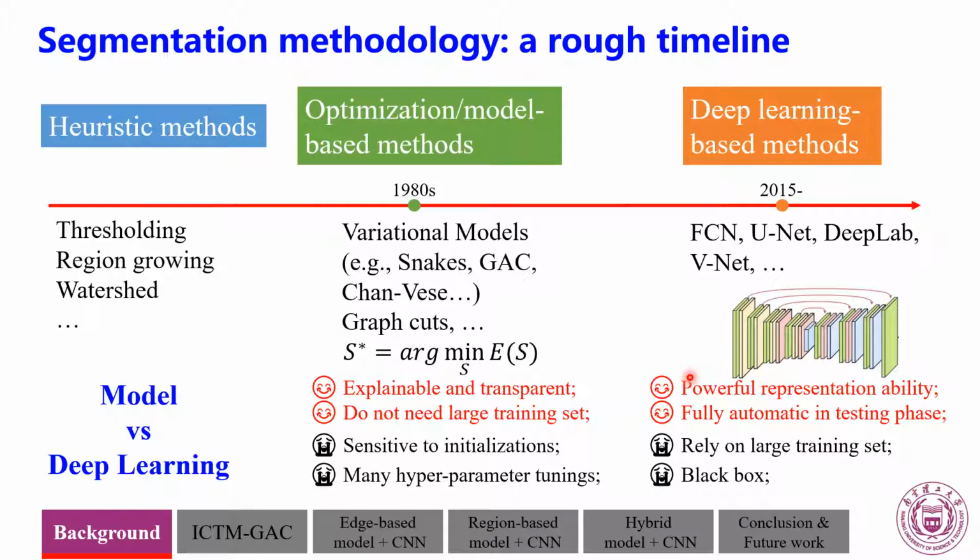Deep learning based methods have powerful representation ability. They are more automatic in the testing phase. However, they rely on a large training set, and the whole pipeline is in general a black box. So we can find these two kinds of methods have many complementary points.